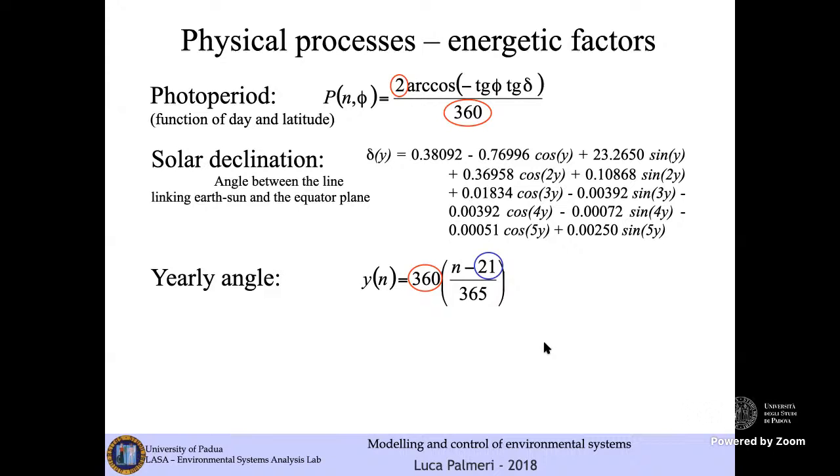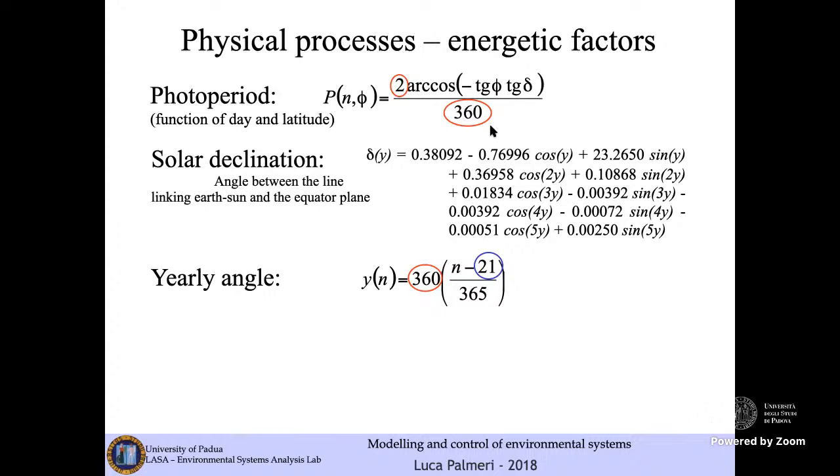The photoperiod is a function of the day of the year and of the latitude of the place. So the function describing the photoperiod is P, as a function of the day of the year N and of the latitude phi, equal to twice the arccosine of the tangent of the latitude times the tangent of the solar declination delta, divided by 360. There is nothing particularly new or special in this model.